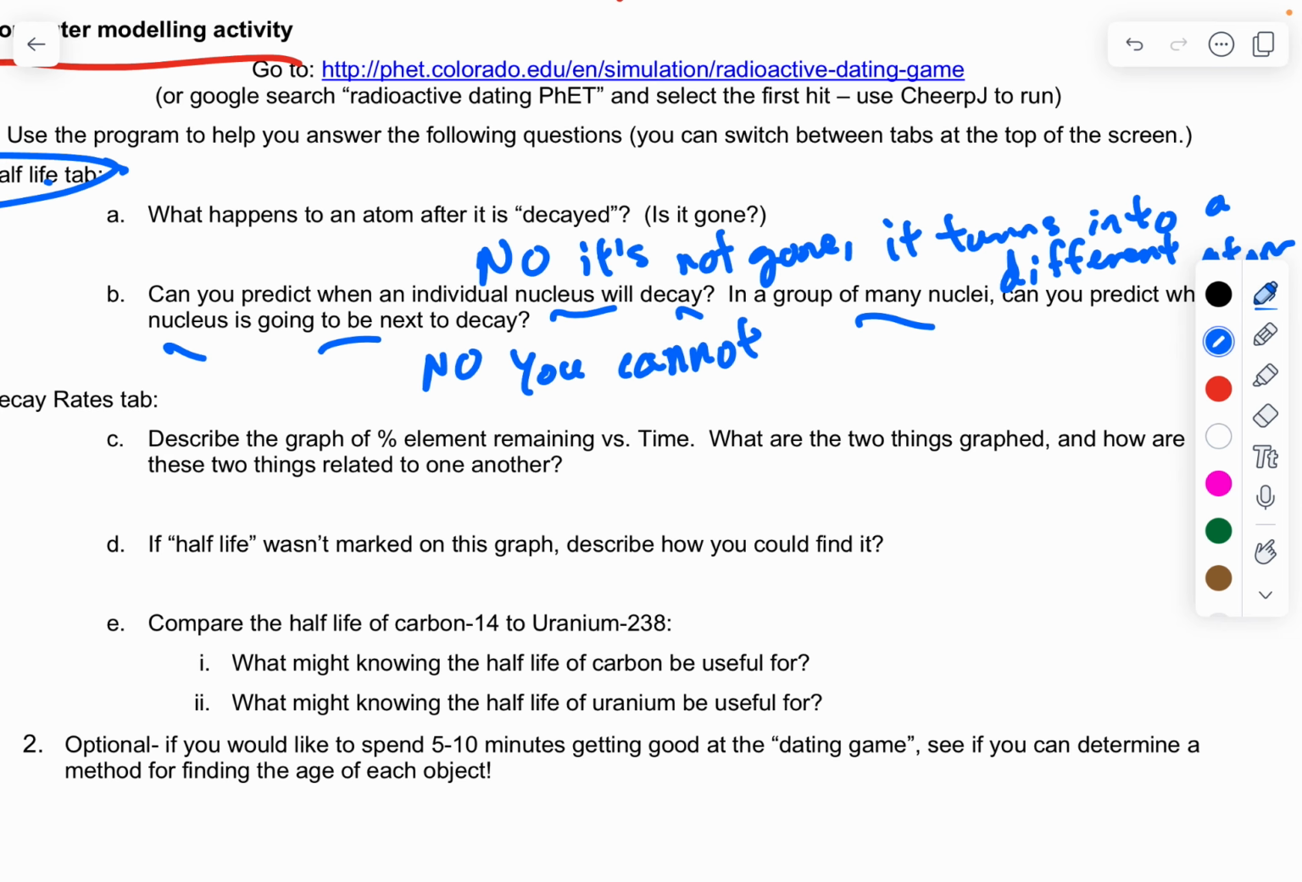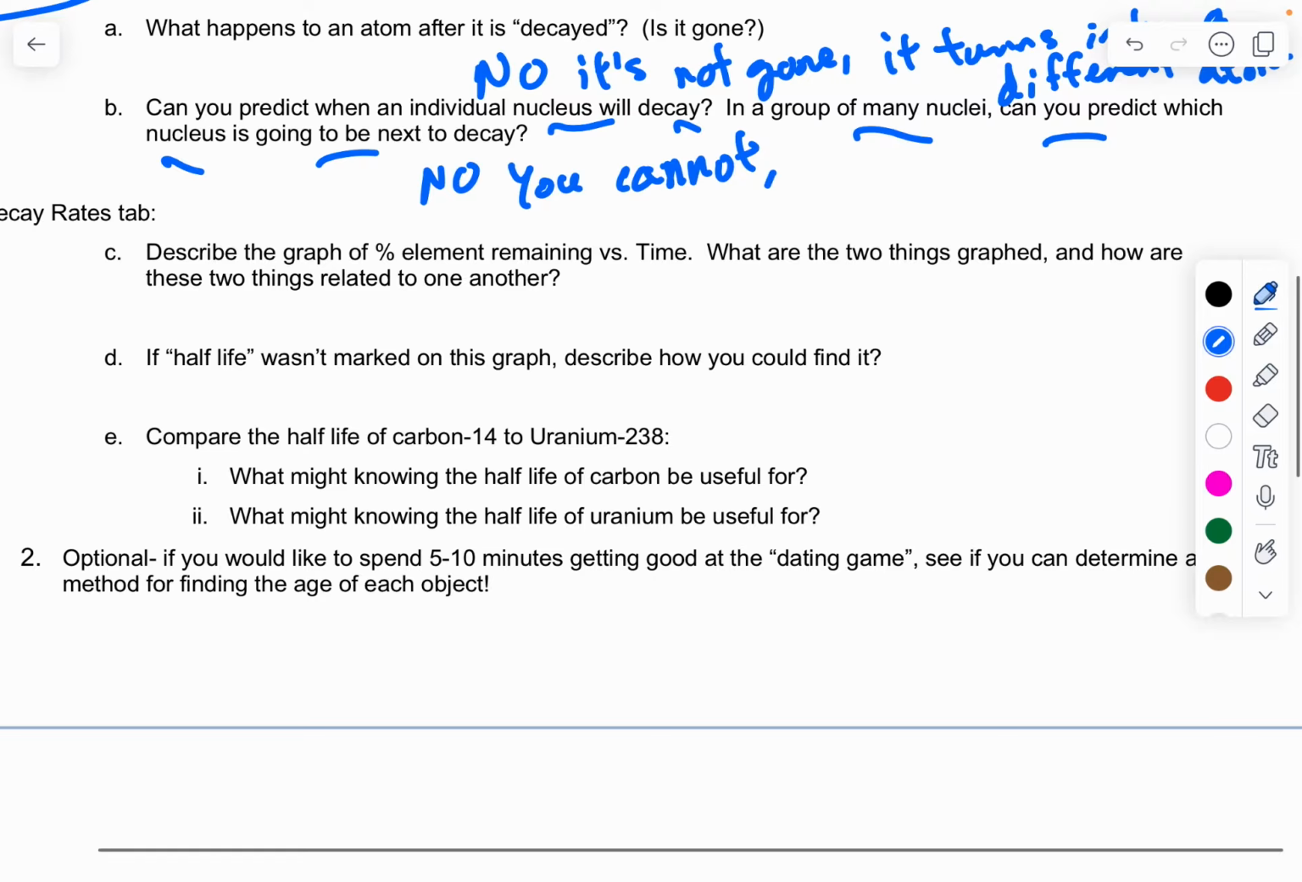If there's a group, can you actually predict when they're going to decay? So that's a good question in itself. Let me just double check my notes here. I'm pretty sure you cannot as well, right? So in a group, you can only have a general idea of when it should decay, but you cannot predict exactly when it's going to. Okay, let's go to C.